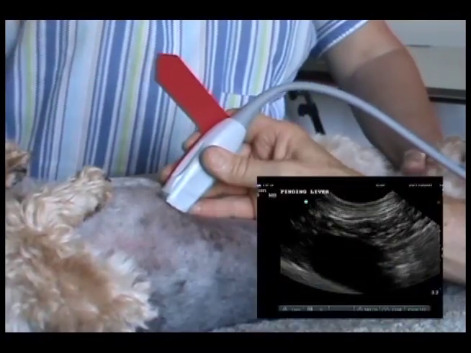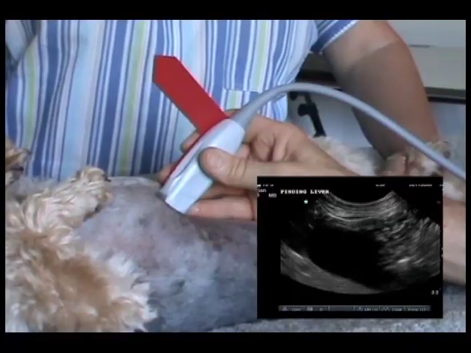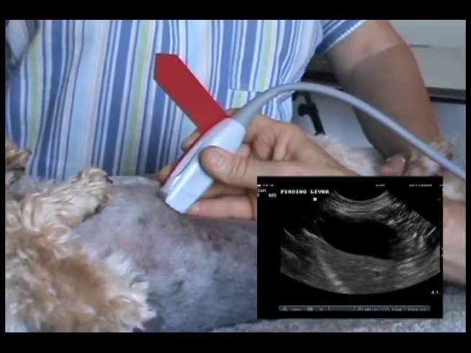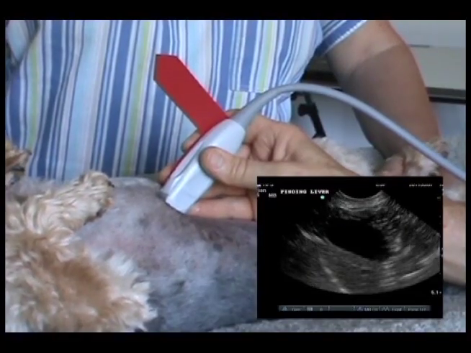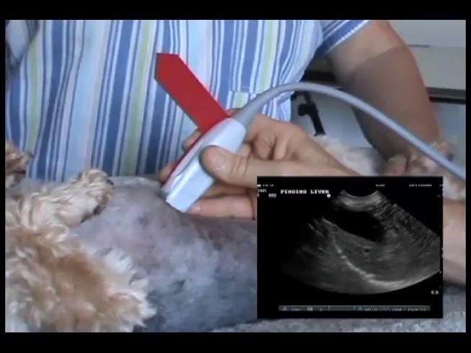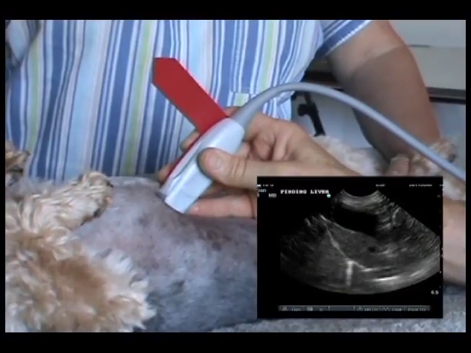This is a 12-pound Yorkie. Now that we have finished examining the gallbladder, increase depth to fill the ultrasound screen with gallbladder and liver.